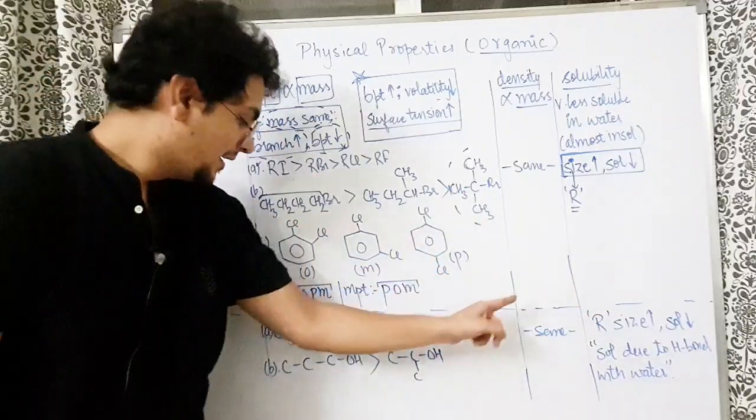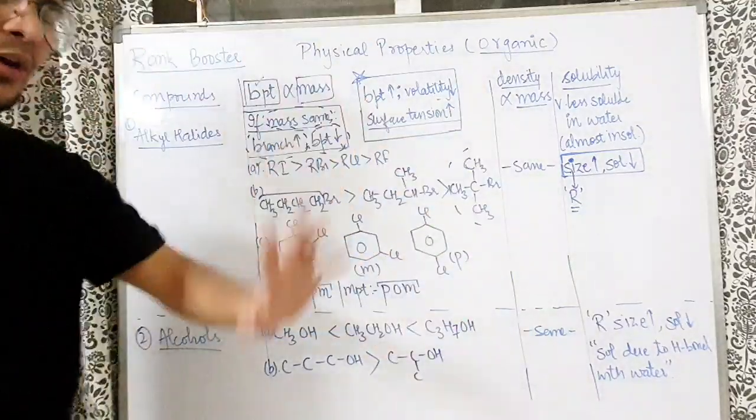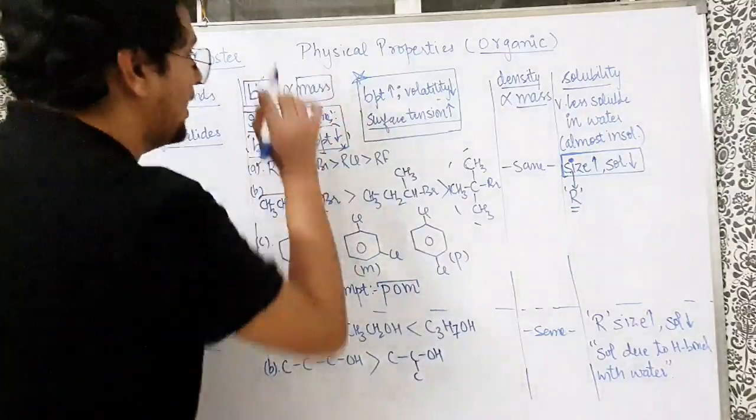So understand, always check the mass first. The rest, hydrogen bonding, is secondary. It's not your job to check the hydrogen bonding for boiling point. A wrong answer will come. So understand, boiling point is proportional to mass.